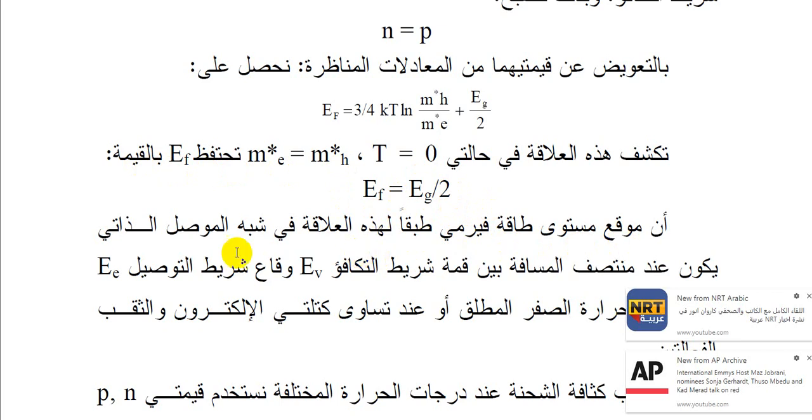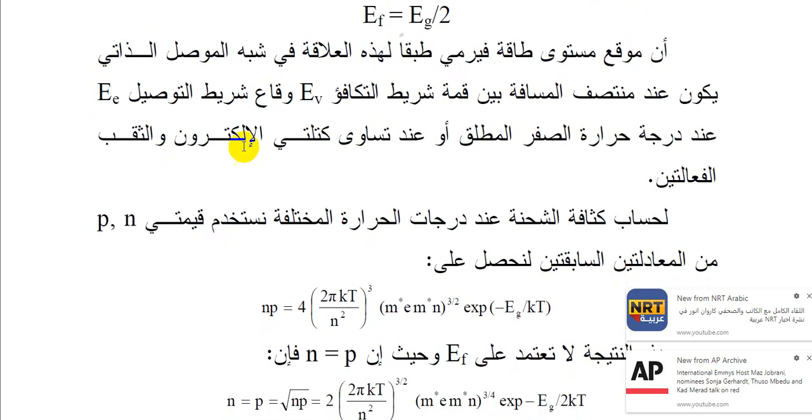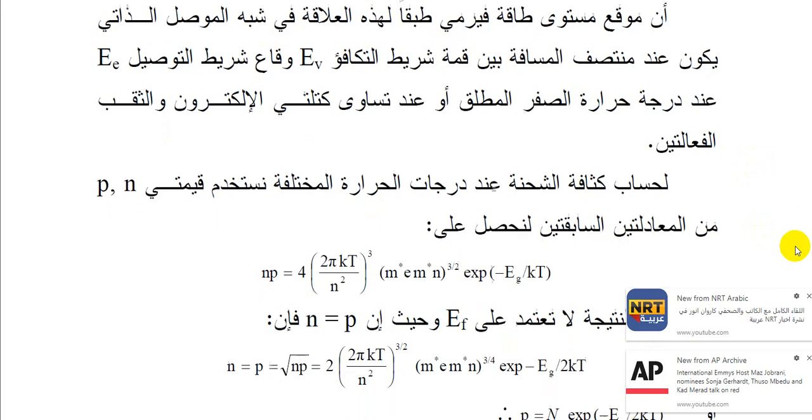The Fermi energy level location in intrinsic semiconductors will be at mid distance, equidistantly, between the peak of the valence band Ev and the bottom of the conduction band Ec, at the absolute temperature or when the electron and hole effective masses are equal. That is, at the equating of the electron and hole effective masses.